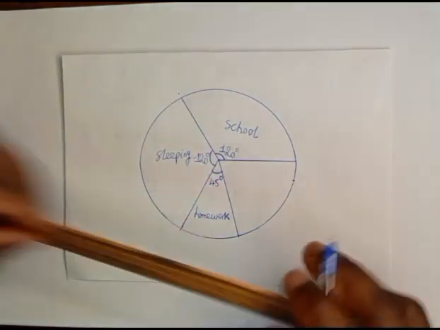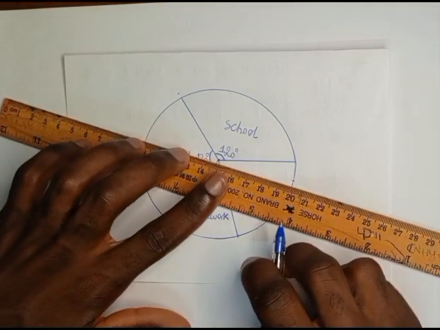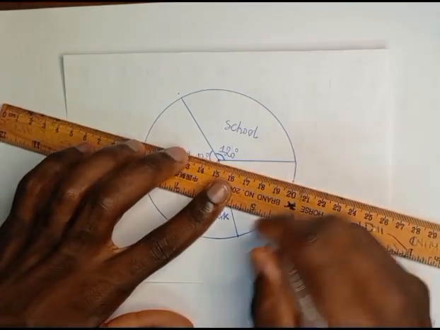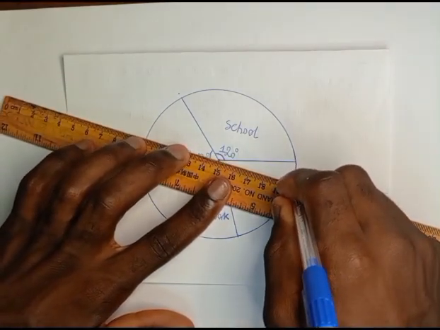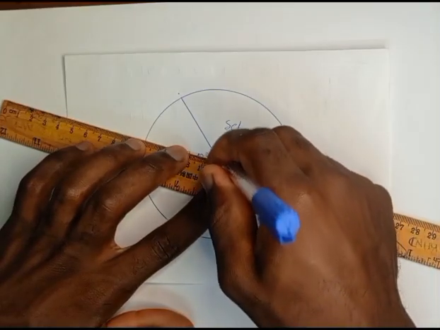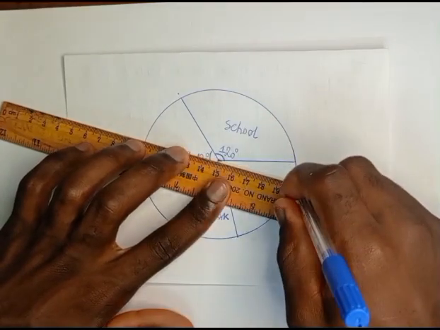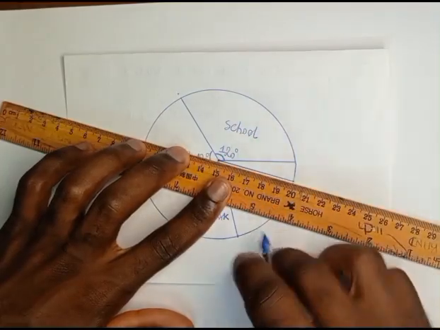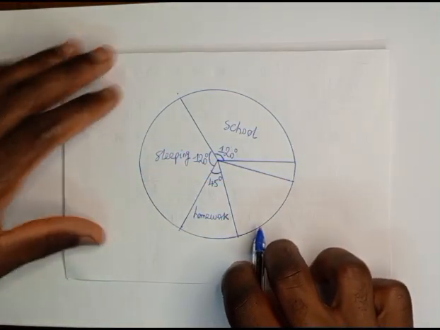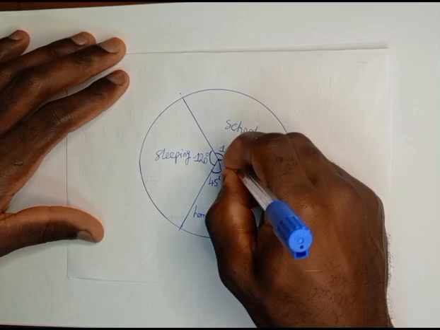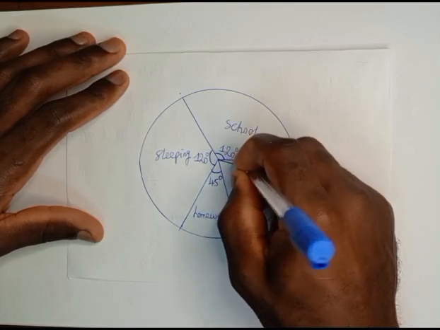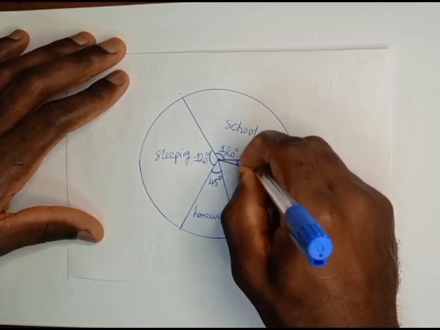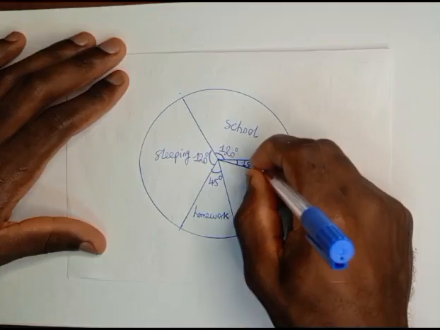Then we draw our radius from the center to this point on the circumference of the circle. We connect them. We indicate this angle is 15 degrees, which is for eating.